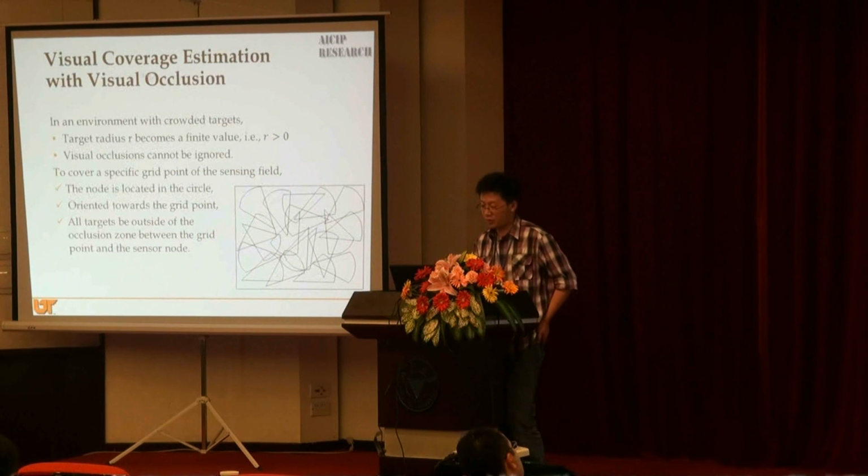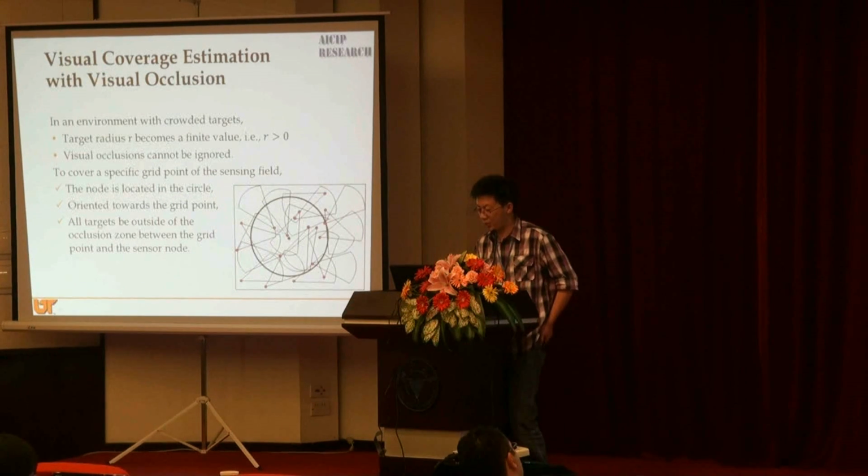Here we introduce virtual coverage estimation with virtual occlusion. In an environment with crowded targets, the target radius R becomes a finite value, and the virtual occlusion cannot be ignored. To cover a specific grid point of the sensing field, the node is located in the circle, orienting toward the grid point, and all targets outside the operation zone between the grid point and the sensor node.